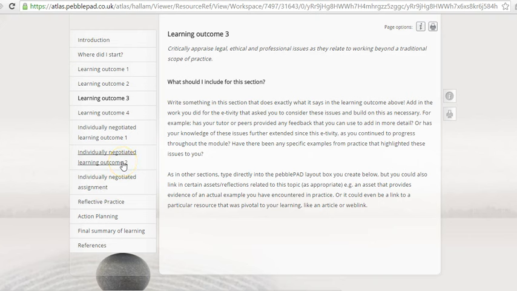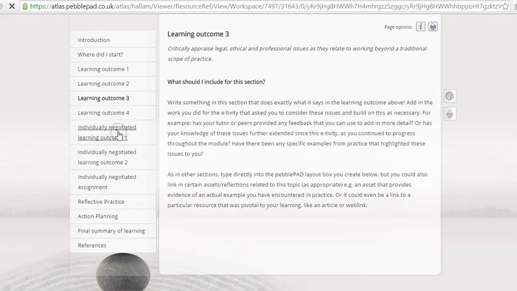Really all we need is either your individually negotiated learning outcome 1 and 2, or take the individually negotiated assignment tab out. You've only got 2 individually negotiated learning outcomes, one of which will be the assignment. So you could take either this one out, that one out, or the other, but you should have 2 tabs that show you've got that. If you don't feel confident enough to take a tab out, then just reattach your assignment in here as well as in one of these 2 tabs.